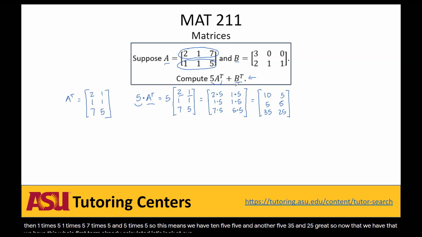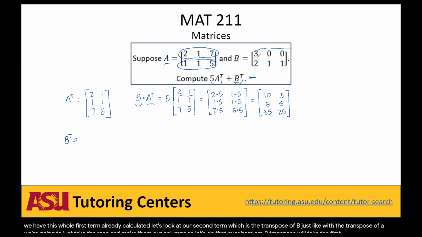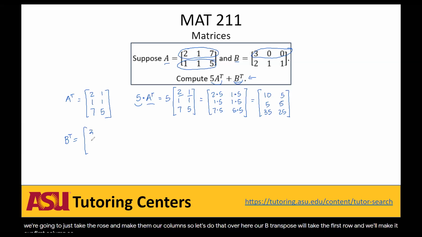Let's look at our second term, which is the transpose of B. Just like with the transpose of A, we're going to take the rows and make them our columns. So let's do that over here. Our B transpose, we'll take the first row and make it our first column, so 3, 0, and 0. And then our second row becomes our second column, 2, 1, and 1.